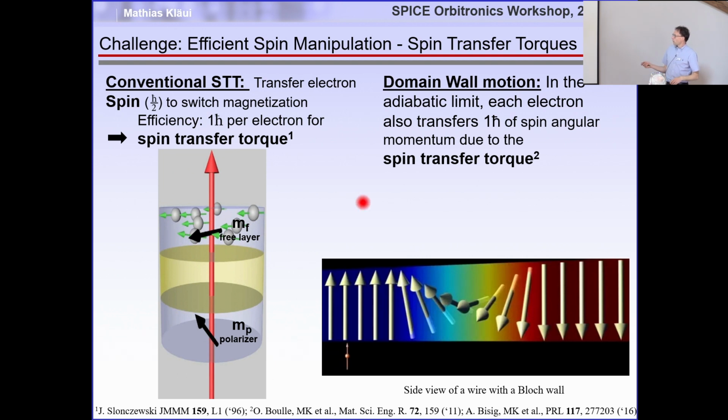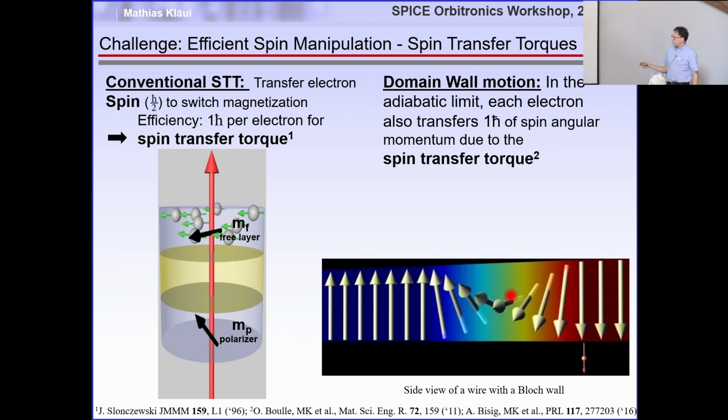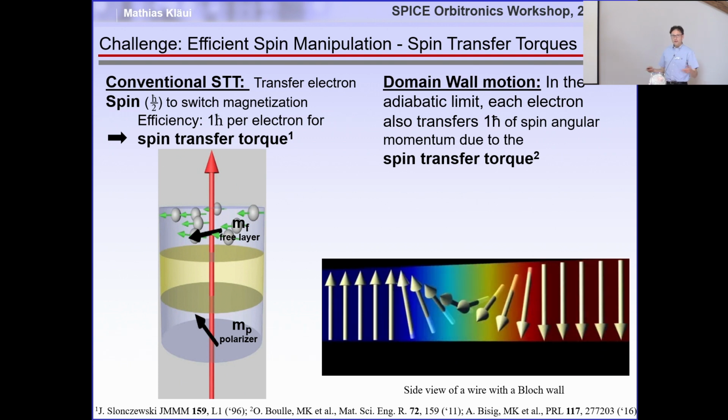And the same also holds when you look at things like domain wall motion or skyrmion motion, that when the electron goes across a domain wall, then in the adiabatic limit, it just switches its spin from up to down. So by 1 h-bar, you transfer 1 h-bar onto the magnetization of the domain wall, and that then limits the domain wall velocity.